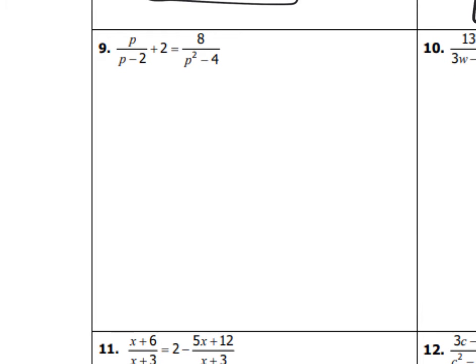Number 9. How many fractions do we got here? 3. Okay, 2 is still a fraction. What's its denominator? 1. Okay, is everything fully factored? No. What can I factor? Difference of squares right here. What will that become? Okay, so I'm just going to rewrite. If you want to just scribble that one out and put it on the original, you can.